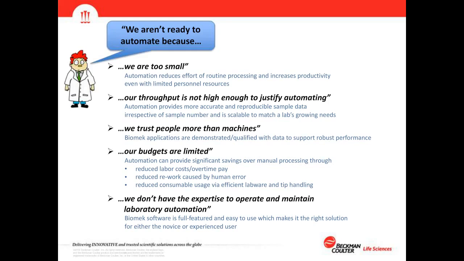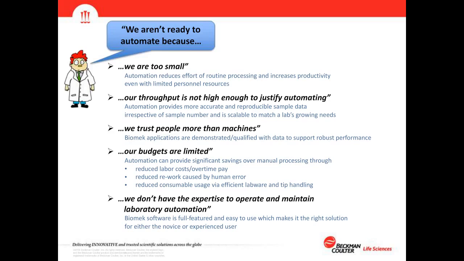Well, sure, in the end, we will send an invoice and ask for some money. But automation overall can provide significant savings over manual processing by reducing the labor cost and the overtime pay, reducing the rework that is caused by human error, and actually reducing consumable usage by using efficient labware and tip handling. And the final objection we often hear is that we don't have the expertise to operate and maintain laboratory automation. And this is an important one, I have to say, because if you look around in the field, you can see a lot of automation systems that are no longer used for that reason.